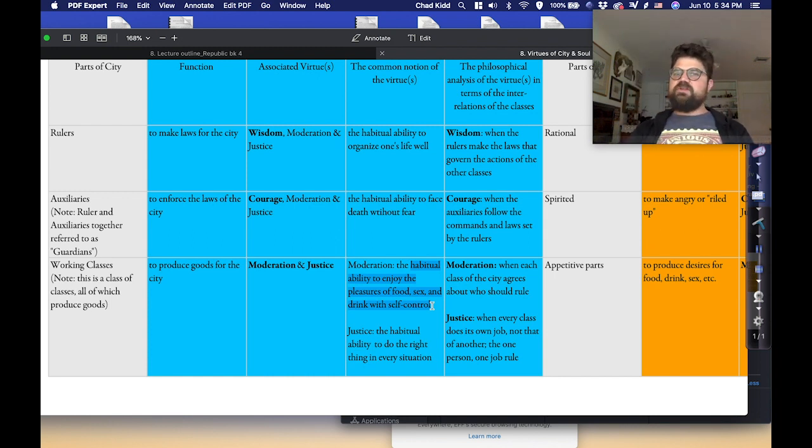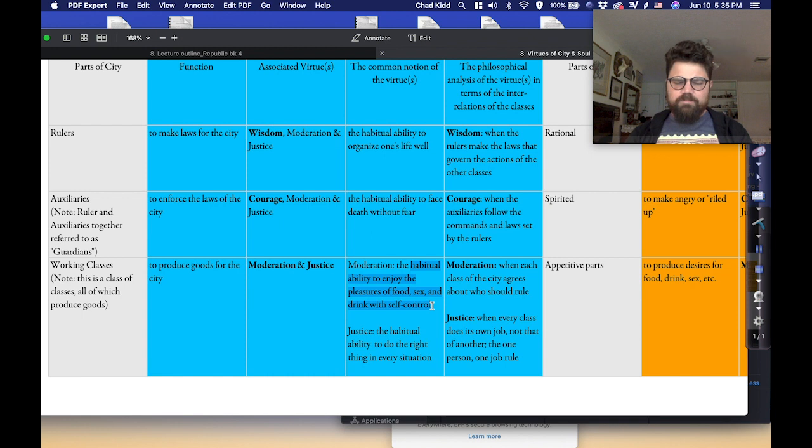So what's moderation in the city? It might be hard to see at first, right? Because you might think, well, we would have to think of the city as something that has desires, and that seems weird to attribute to a group of people, right? At least it's kind of difficult to understand how that would work. I'm not saying that it's impossible to understand, but it's at least kind of mystifying at first glance.